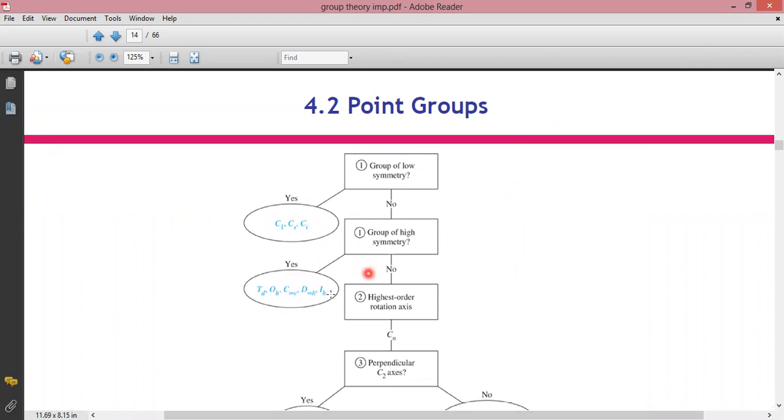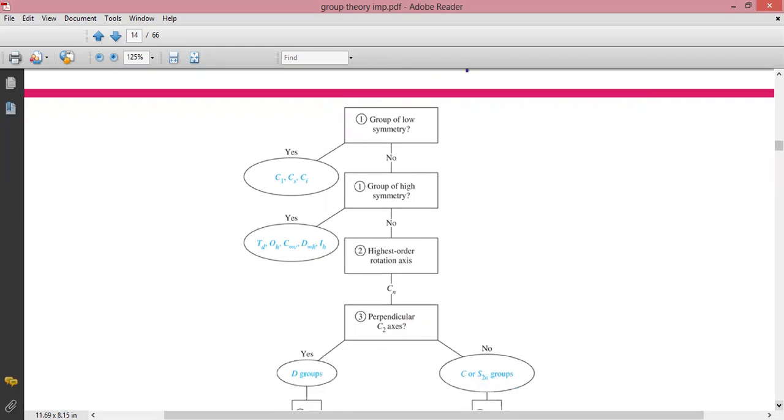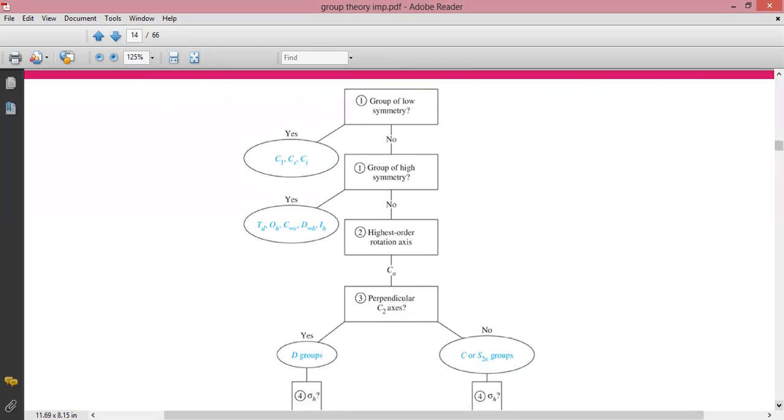group of high symmetry, that is tetrahedral, octahedral, C infinity v, D infinity h, icosahedral. इसमें क्या होता है कि the molecule is highly symmetric. The number of symmetry elements and symmetry operations present in this molecule is very, very high. Similarly, if you see the higher order axes, some molecules have the higher order axis present.